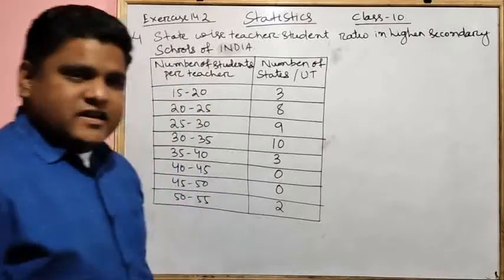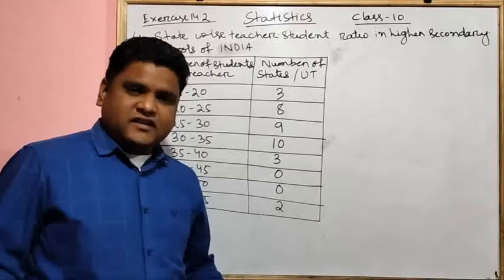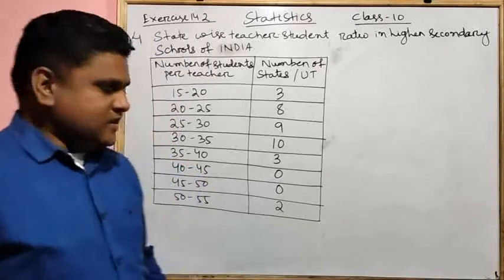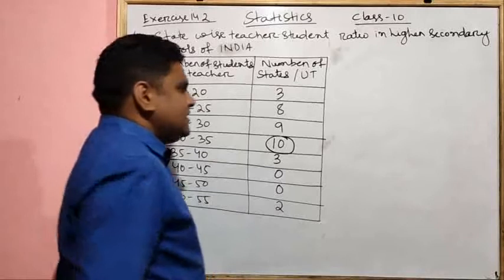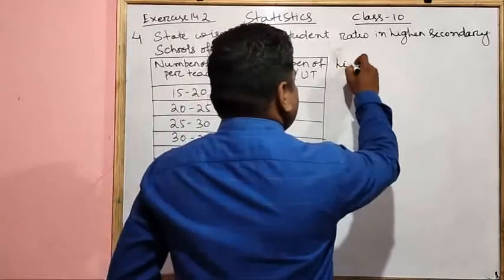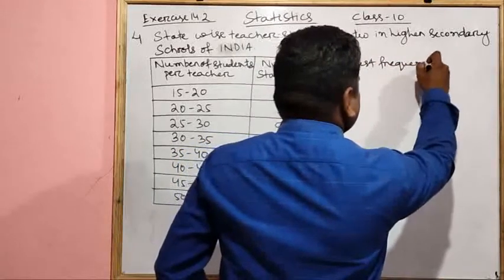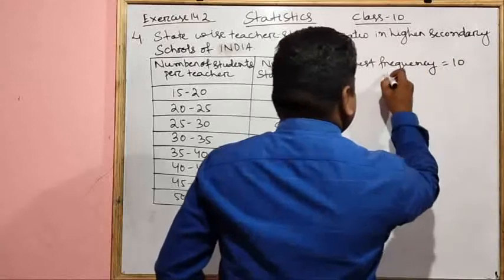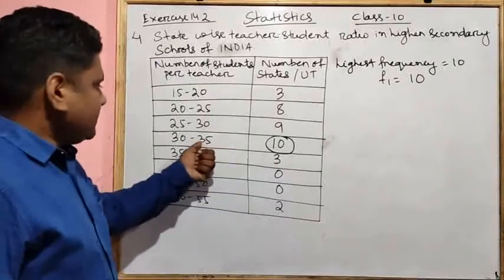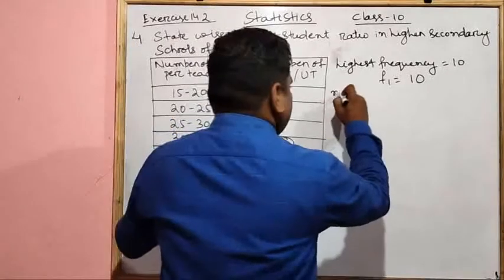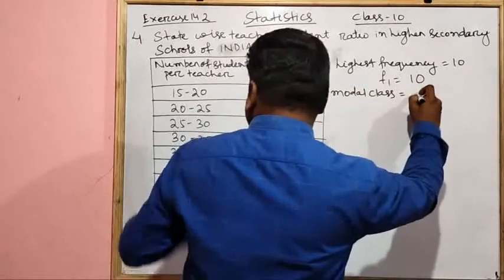So we know that mean is the average of a given data and mode is the data which has maximum frequency. Here the maximum frequency, or the highest frequency, is 10. Let's write this. Highest frequency equal to 10. So we can take F1 equal to 10. So the modal class is this one. Modal class is 30 to 35.